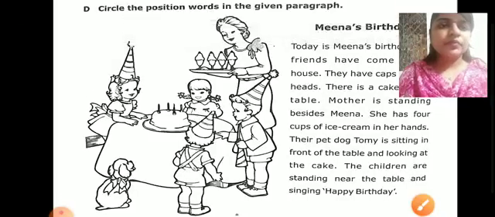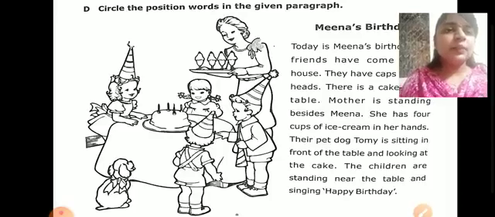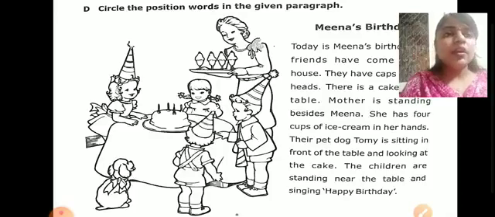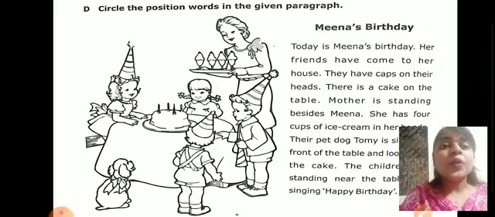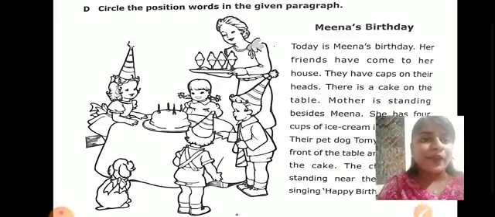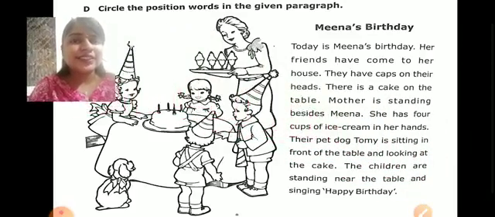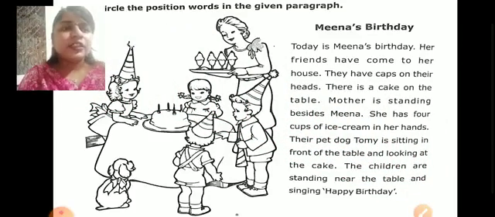Next. Circle the position word in the given paragraph. Now here what can you see in the picture? Tell me, children. There is a birthday party going on. Yes? Good. Now first, I am going to read the paragraph for you. Then we are going to circle the position words. Okay, children?